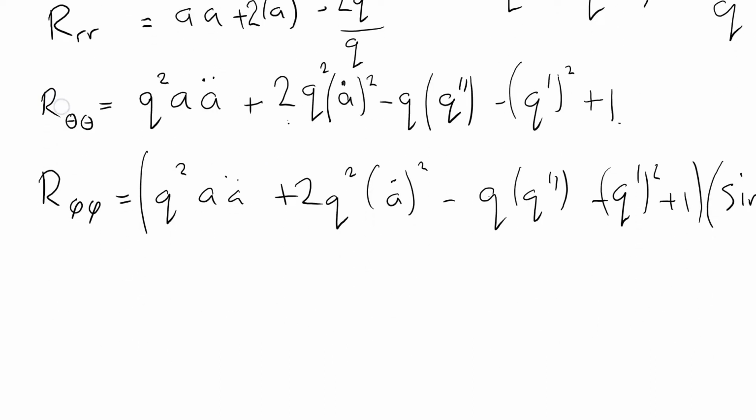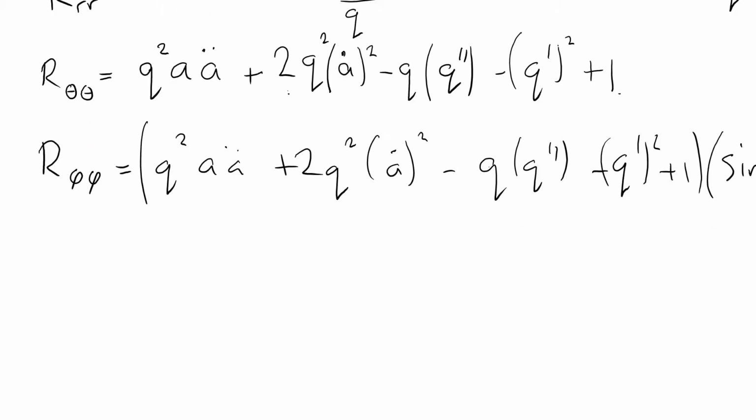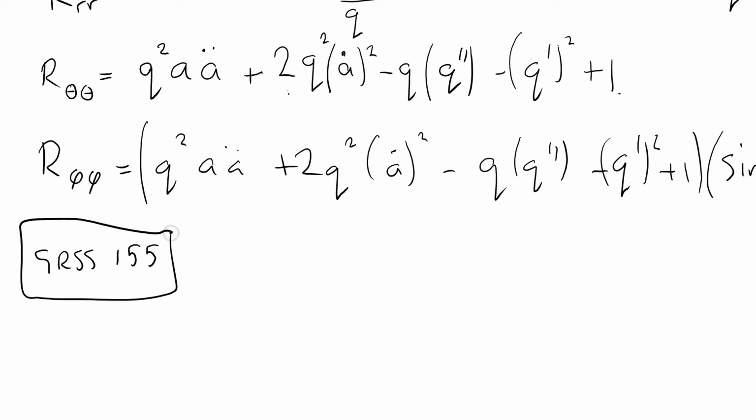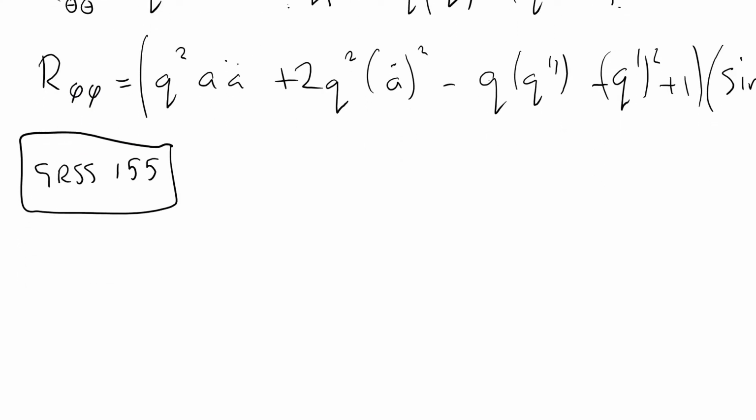Right, that feels better. Okay, so what am I going to do? I'm going to use this form for the Ricci tensor here to solve for A and Q using the Einstein field equations. For the Einstein field equations, I'm going to refer you back to screencast 155 of the original series, GRSS 155. Okay, so what did we have there?